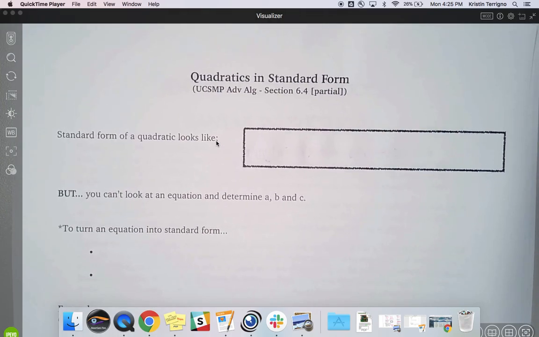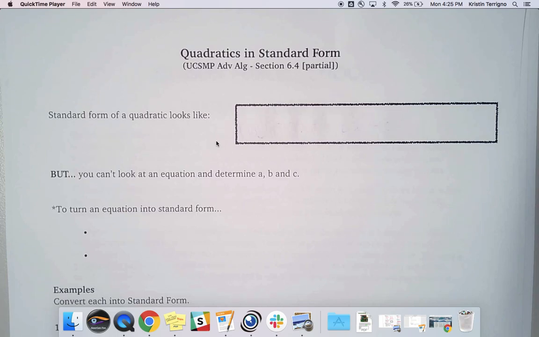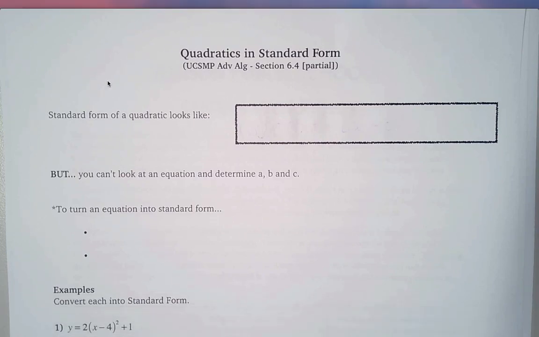Hello everyone. This is lesson 6-4 from Algebra 1A, and we're going to be talking today about how to convert quadratic equations from vertex form to standard form. I promised you this was going to be a quick lesson, so I'm going to try to talk really fast.